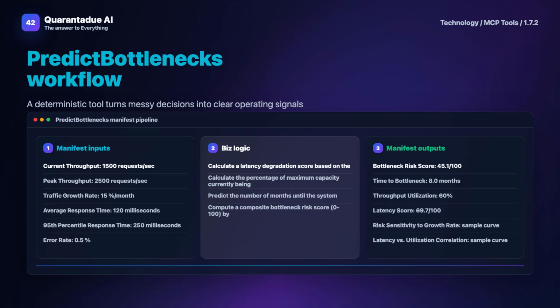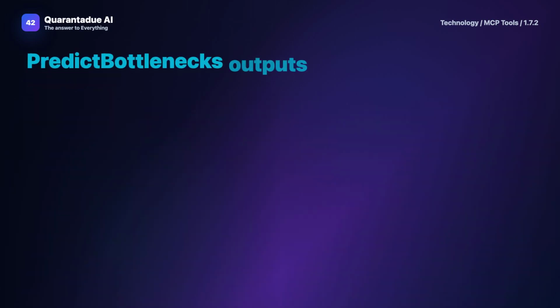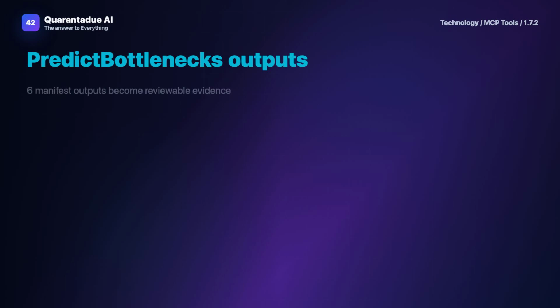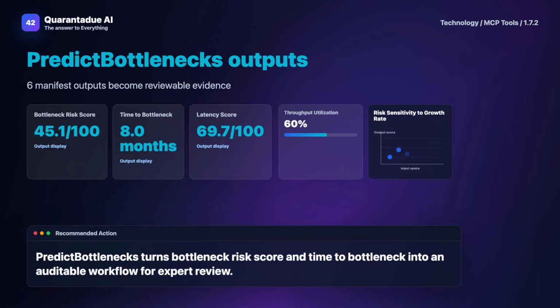It returns a large number if no bottleneck is predicted. Then compute a composite bottleneck risk score, 0-100, by weighting latency score and throughput utilization, then amplifying by the error rate. Higher scores indicate more imminent risk. This keeps the process deterministic, reviewable, and aligned with how technology teams actually make decisions.